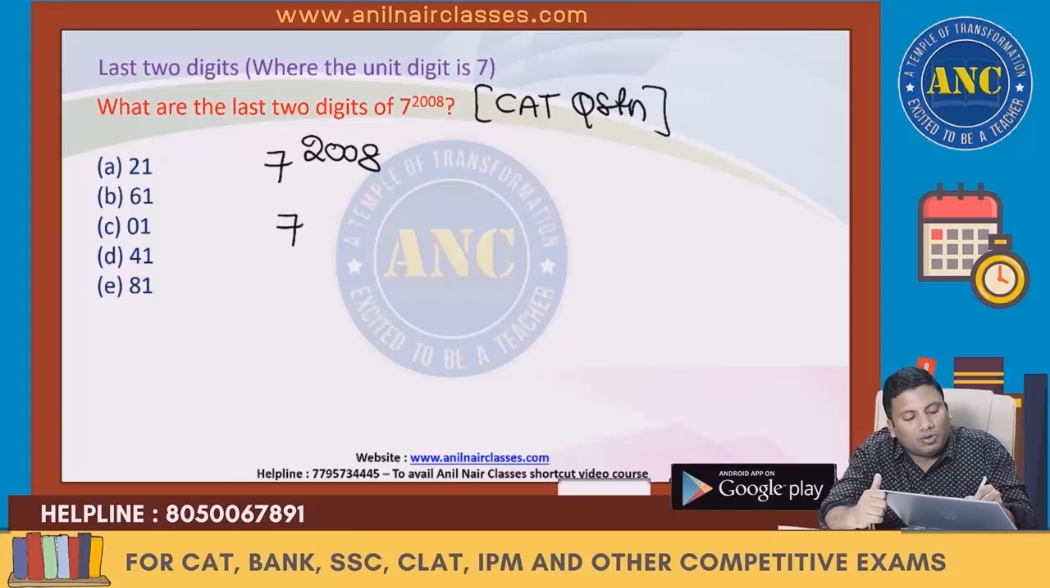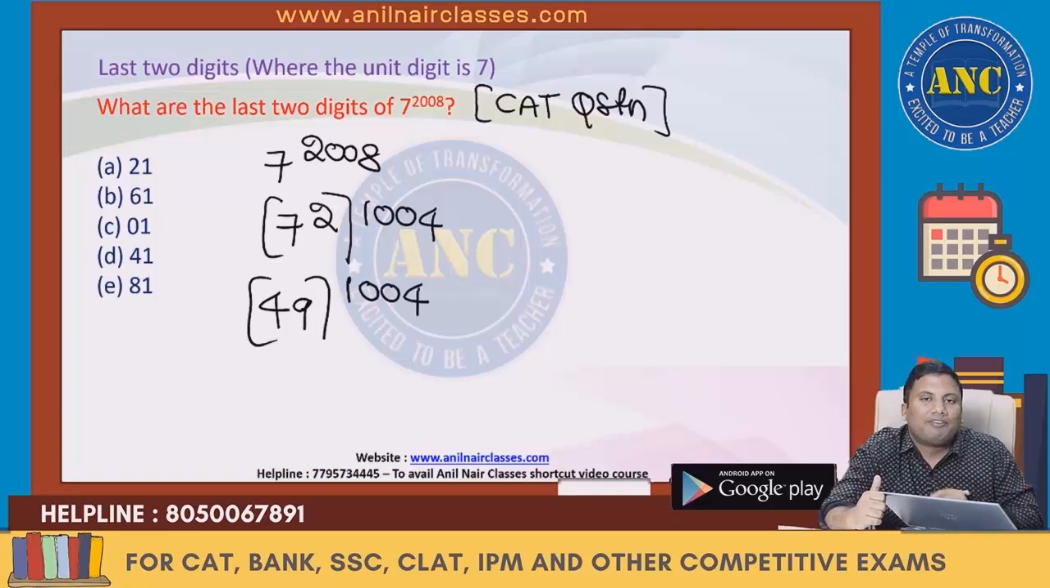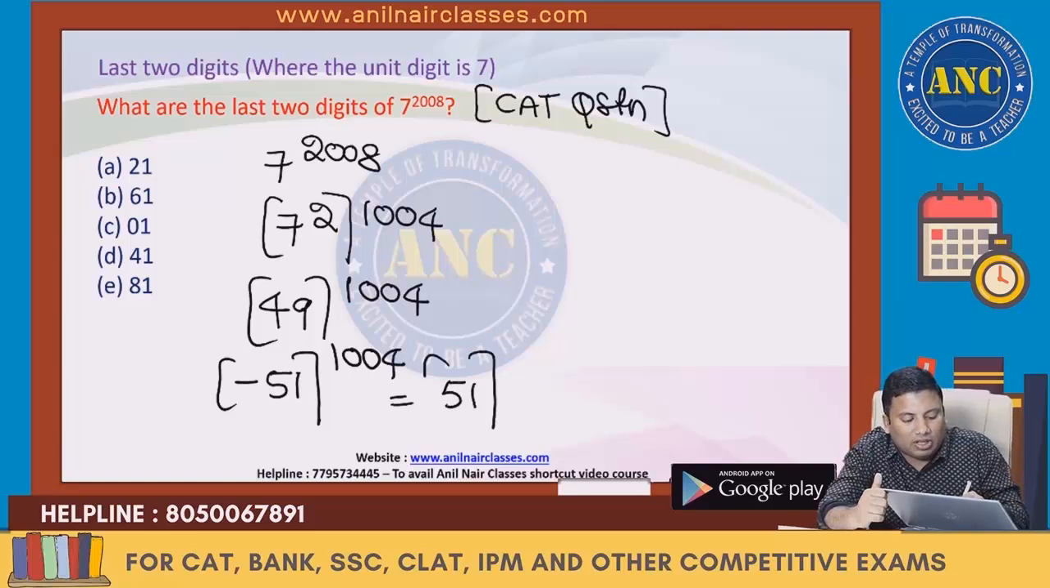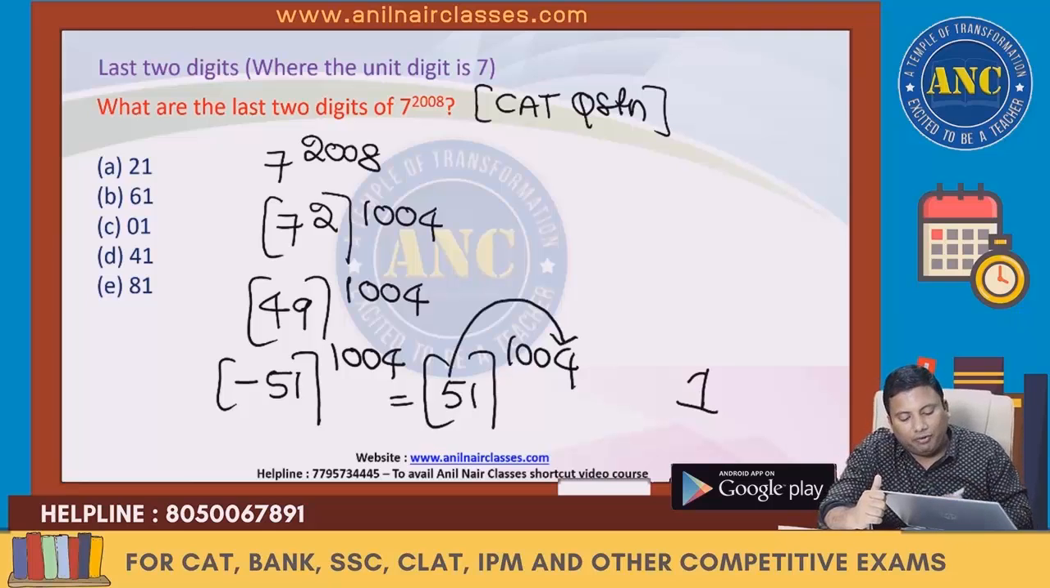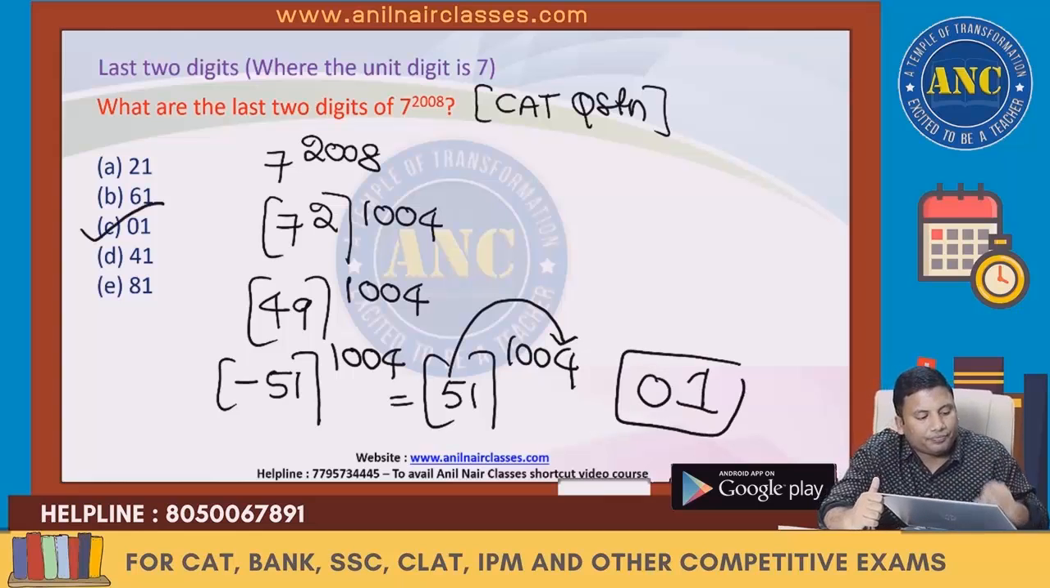7 power 2008 is 7 square power 1004. 7 square is 49, so 49 power 1004. 49 divided by 100 leaves a negative remainder of minus 51, so minus 51 power 1004. 1 power any number is 1. 5 fours are 20, so the last two digits are 0, 1. So the answer is 01.